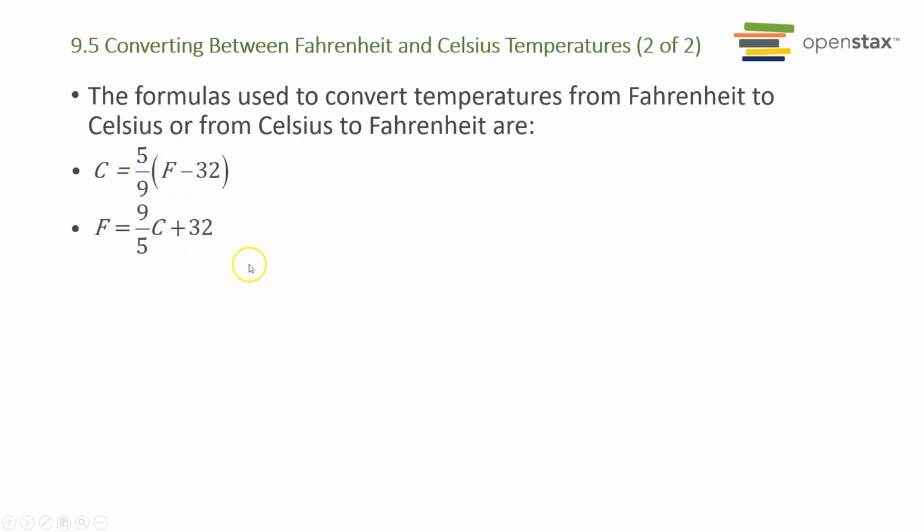And then to go to Fahrenheit, you work in the opposite direction. You take the Celsius temperature, multiply it by 9, divide it by 5, and then add 32. This is called an inverse operation when they're opposite looking of each other. So these are the formulas for converting from Fahrenheit to Celsius and Celsius to Fahrenheit.